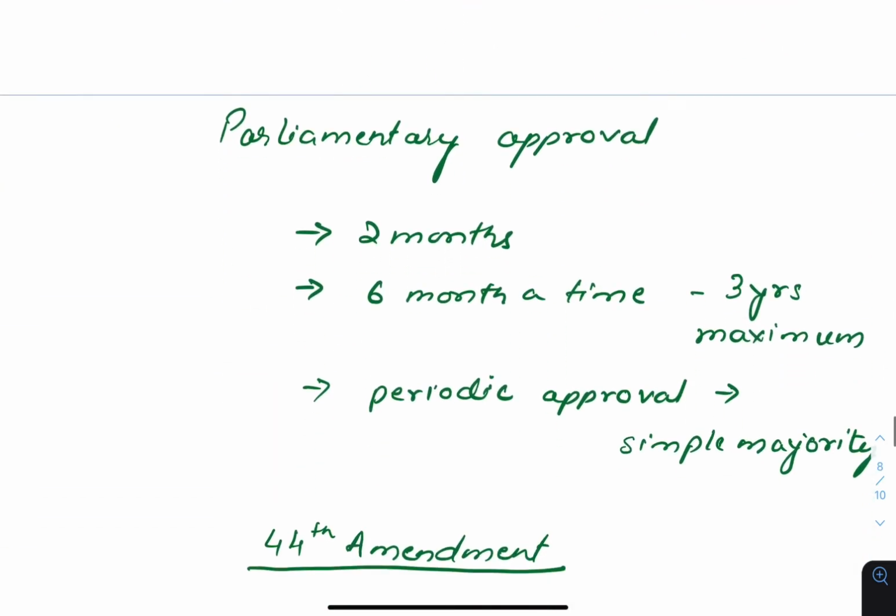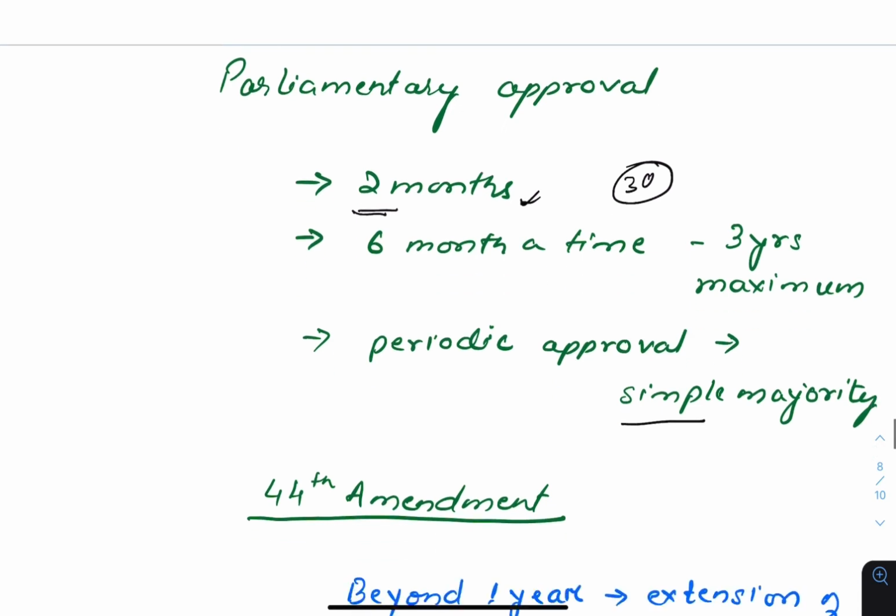The difference between parliamentary approval in national emergency and in President's rule is that in national emergency we require special majority for approval as well as periodic approval. But in President's rule, a simple majority is required. While in national emergency, 1 month time period is given, in President's rule, 2 months time is given. And the same thing applies that if in between those 2 months, Lok Sabha gets dissolved, then within 30 days after its reconstitution, the Lok Sabha must approve it. Meanwhile, the Rajya Sabha must have given the approval.